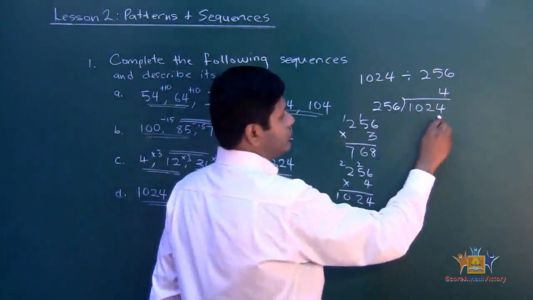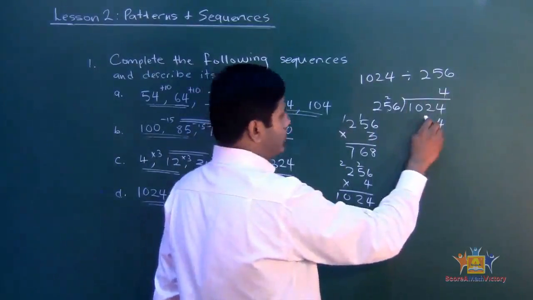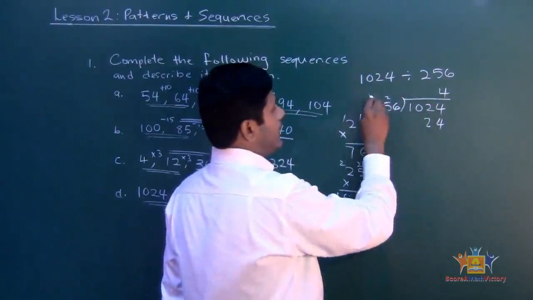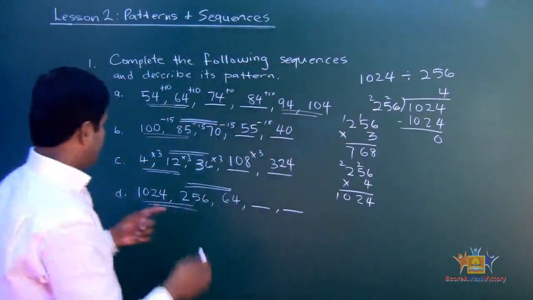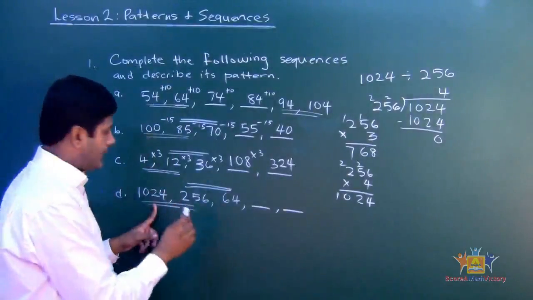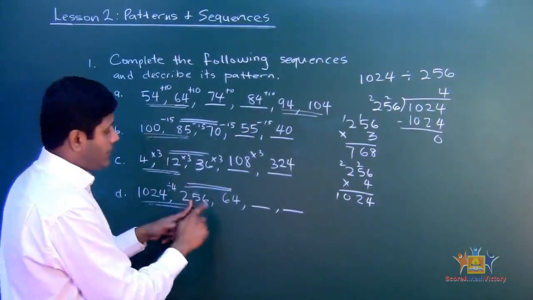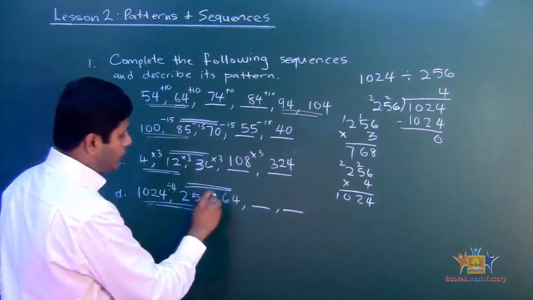Okay, 4 times 6 is 24. Put the 2 here. 4 times 5 is 20, plus 2 is 22. And then I carry the 2. 4 times 2 is 8, plus 2 is 10. Subtract, and that gives me 0. That means dividing these two numbers gives me 4. The assumption I'm making is I'm dividing this by 4 to get to that. Now I want to confirm whether the same thing, dividing by 4, gives me this and this.